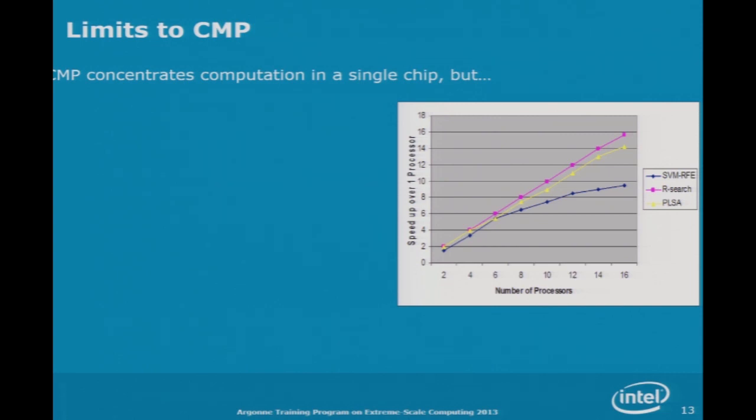So actually some applications scale almost linearly as you go from 1 to, in this case, 16 cores.